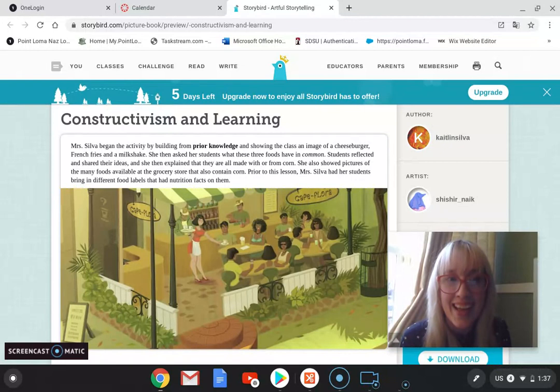Mrs. Silva also implemented collaboration by having the students work in these groups to determine the most common corn-based ingredients that they found from the labels, and had each group state their findings to the class after creating a nice visual chart. So lots of group work and collaboration.